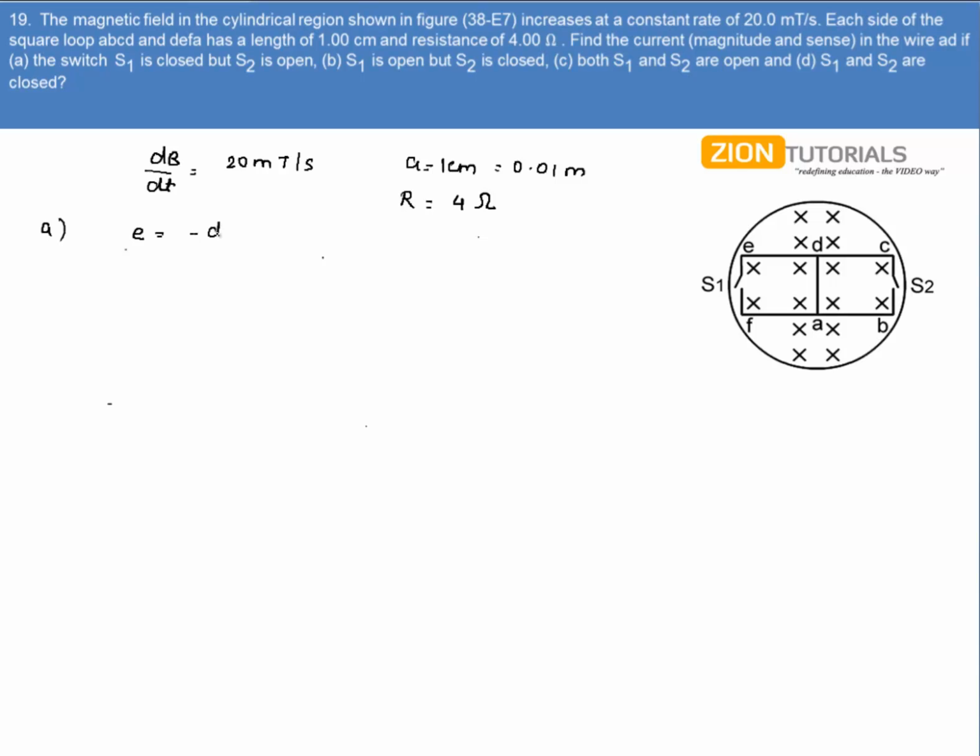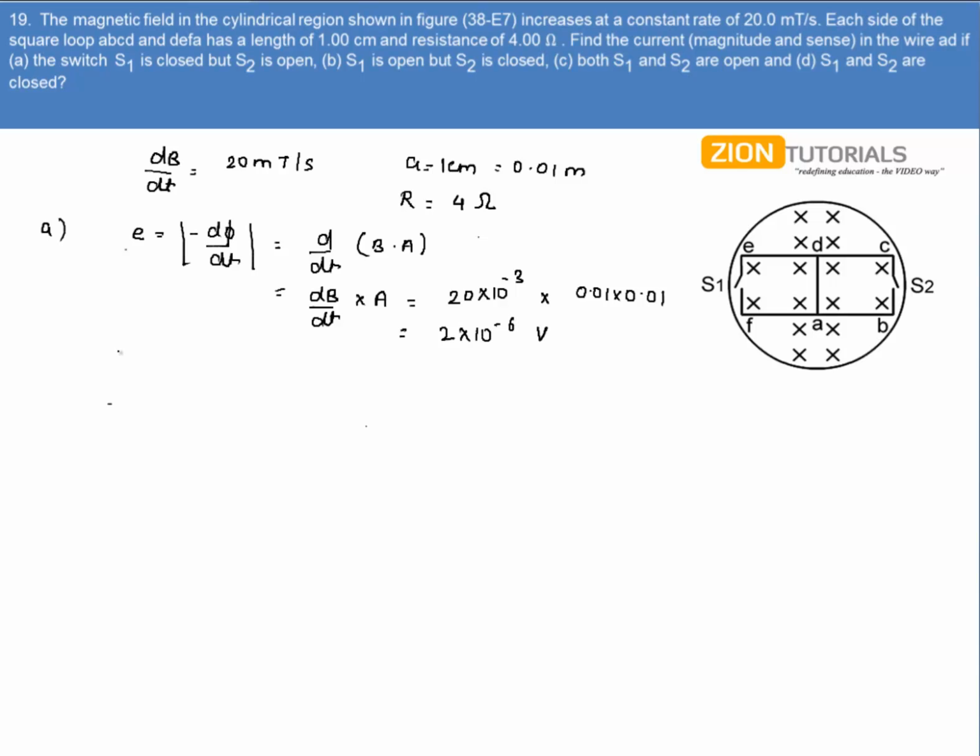EMF is given by minus dφ/dt. Taking only magnitude, we have d/dt of magnetic field times area. So it will be dB/dt times the area of the loop. dB/dt is given by 20 × 10^-3 tesla per second, and the area of the loop is a square because it is a square, which can be written as 0.01 × 0.01. So EMF comes out to be 2 × 10^-6 volts.